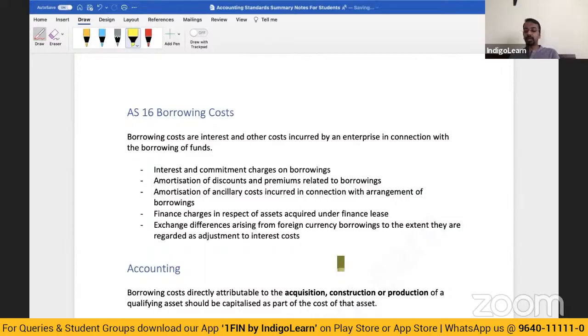If date is given in middle of the month, how to calculate? You may use number of days to calculate that. Generally, they will not give it, but if they give it, you can use the number of days. Pre and post acquisition dividend.